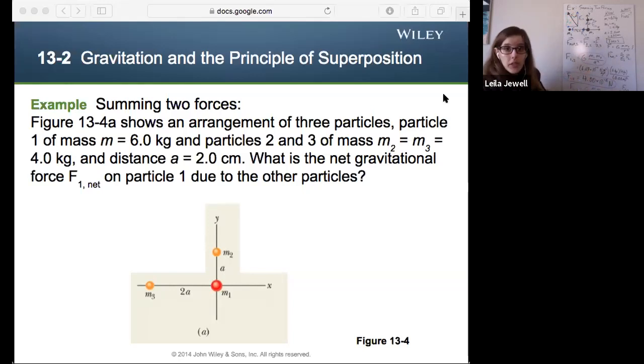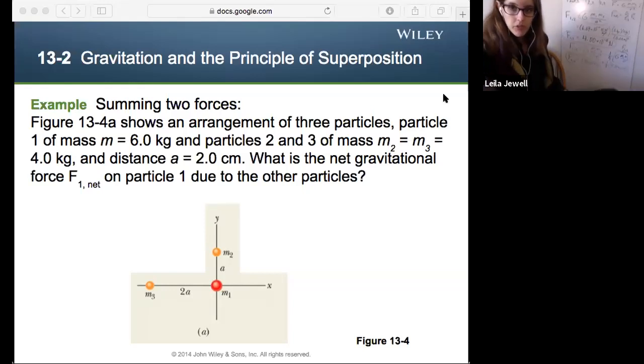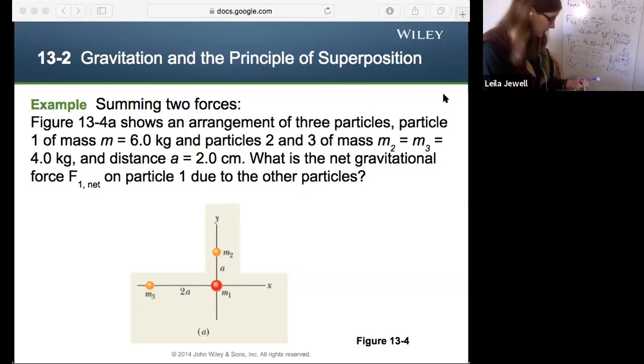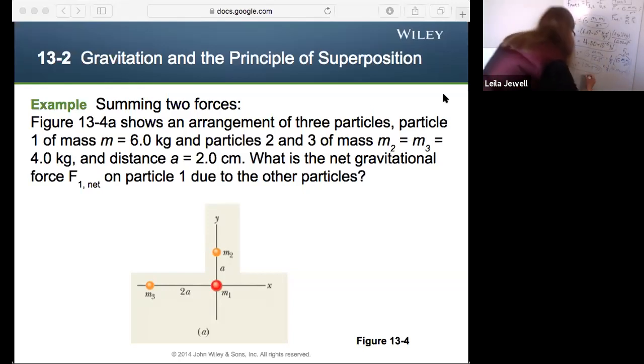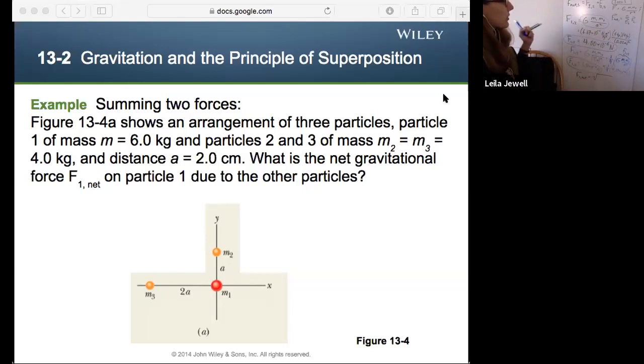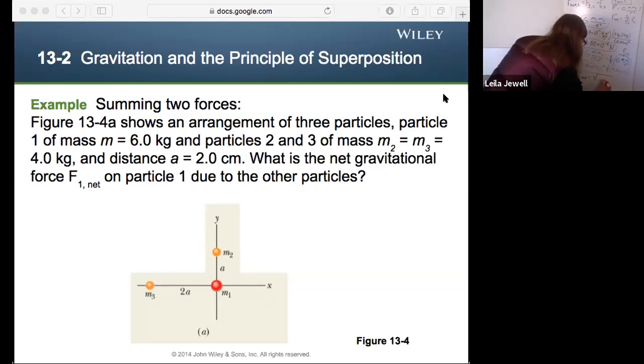So then how do we combine these two individual components in the x and the y directions to get the net? It's going to be our Pythagorean theorem, and that will then get us the right result. F1 net is equal to, since it's a squared plus b squared equals c squared, I'm taking the square root of a squared plus b squared. So the square root of F1,2 squared plus F1,3 squared.